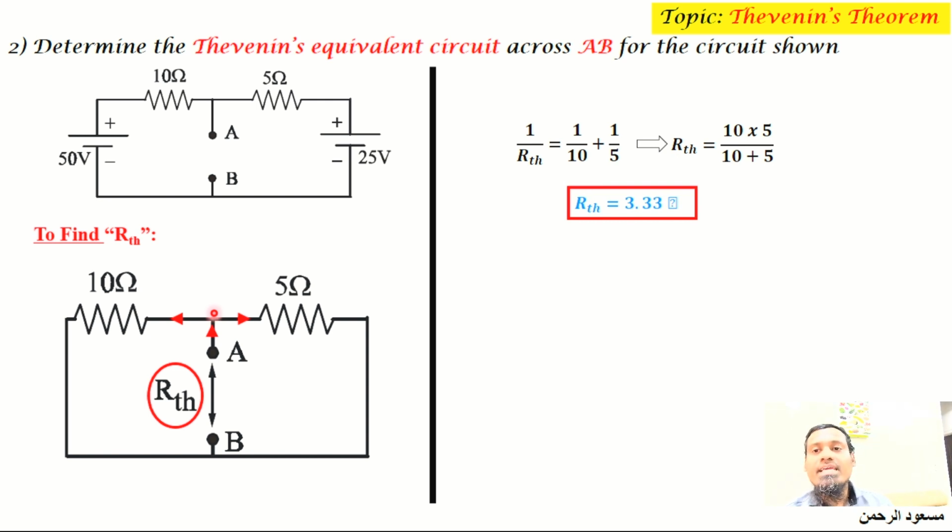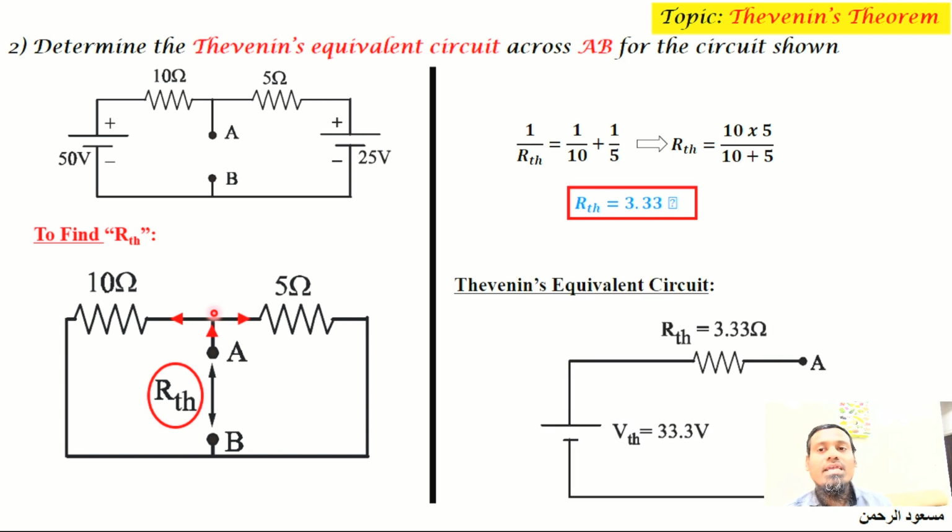So once you find VTH and RTH, then you can draw the equivalent circuit and mention the VTH and RTH in the equivalent network as shown to you here. For the given question, we have discussed and provided the solution.